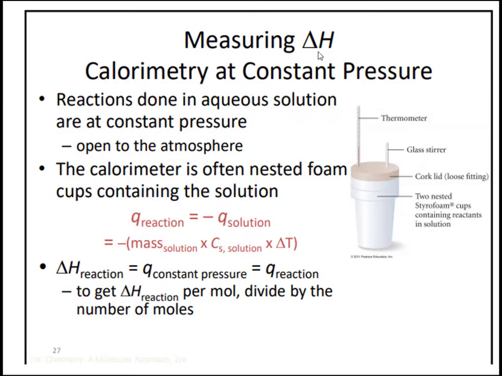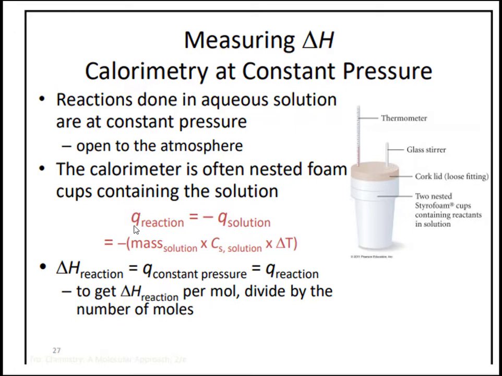To measure delta H, we use calorimetry at a constant pressure. The reactions that are done in aqueous solutions are at constant pressure. And we use a calorimeter that's nested in between, kind of like this, 2 nested foam cups that contain the reactants in the solution, and we cover it, and then there's this thermometer that is inside of there, so we're able to maintain the system so it's not just open to the air.